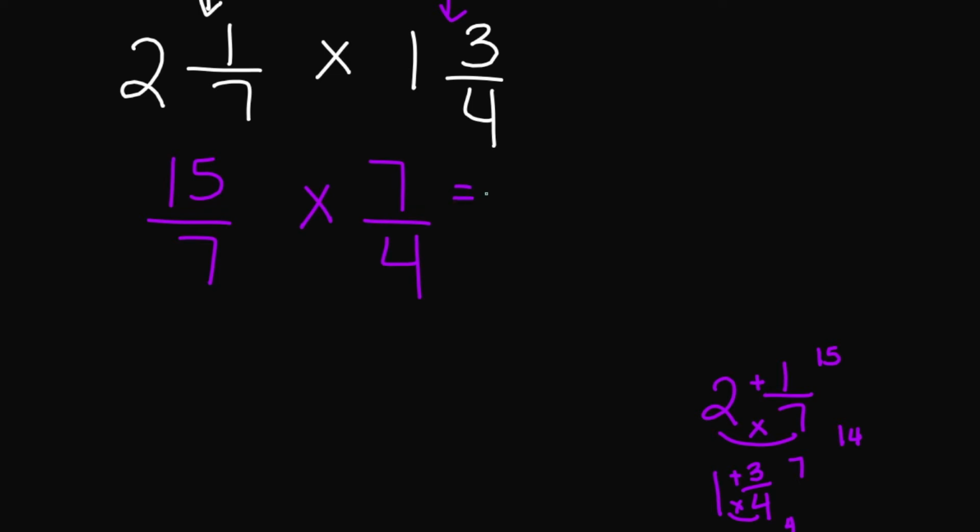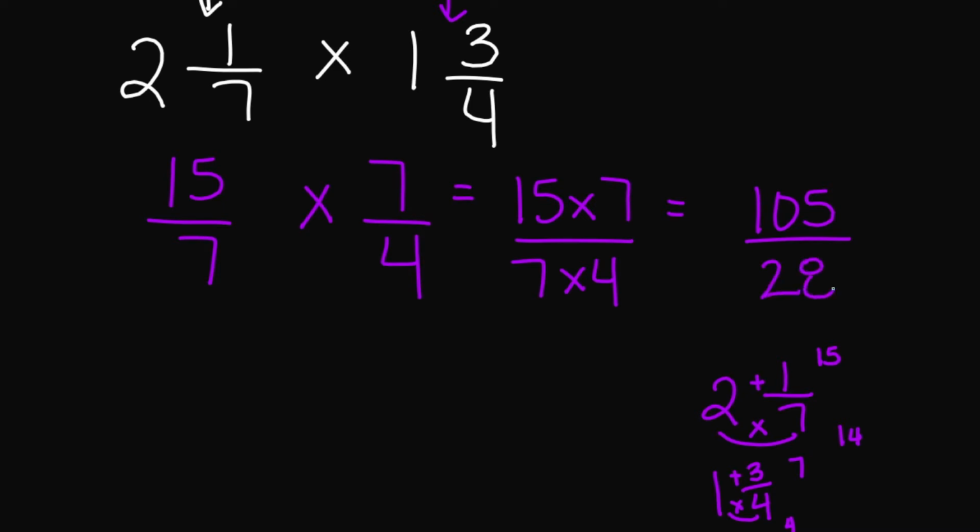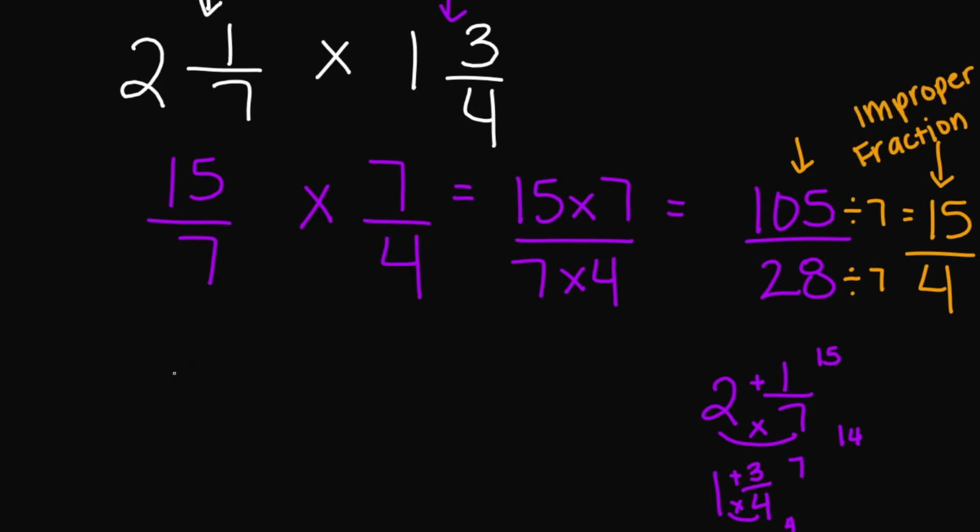Now I'm going to go ahead and multiply across. So we have 15 times 7 in my numerator, and then 7 times 4 in my denominator. 15 times 7 is going to equal 105. And then 7 times 4 is going to equal 28. I can simplify my 105 over 28 because the number 7 goes into both 105 and 28. So 105 divided by 7 is going to equal 15, and 28 divided by 7 is going to equal 4. Remember, this is an example of an improper fraction. So let's go ahead and turn this back into a mixed number.